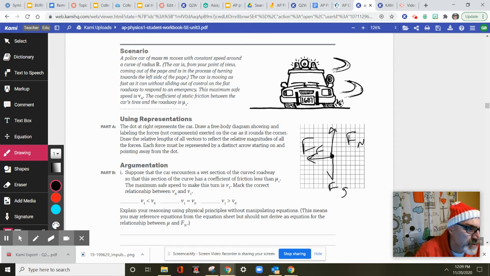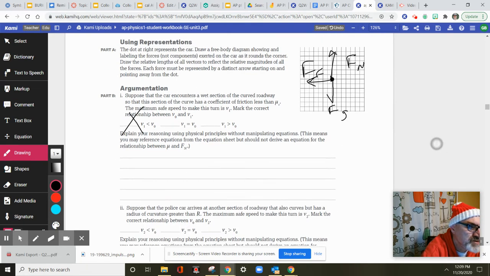Suppose a car encounters a wet section of the curved roadway so that this section of curve has a coefficient less than the static. The maximum safe speed to make this turn is V1. Mark the correct relationship between V naught and V1. Well, I'm going to say that if the road is wet, you better slow down. I don't need to understand physics probably to make that leap, right?